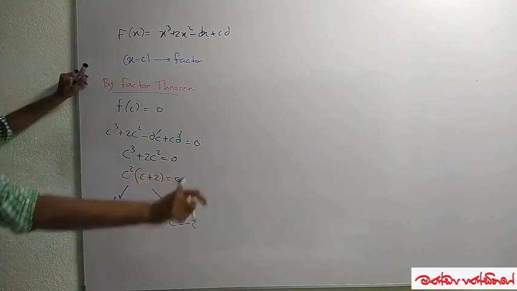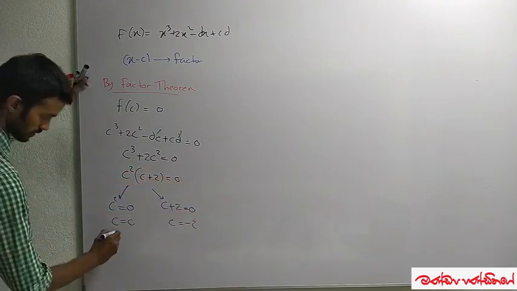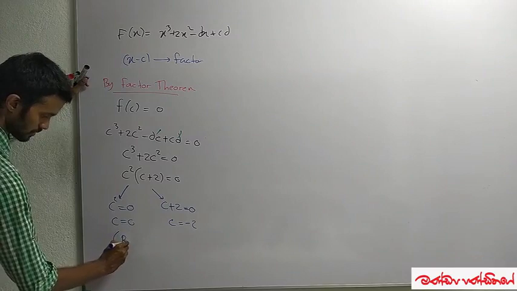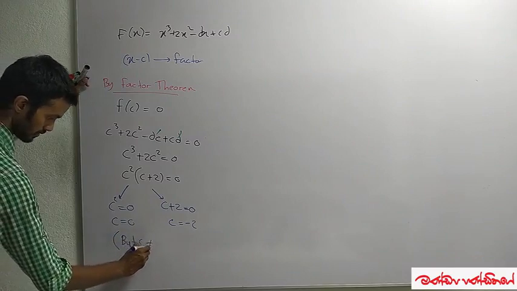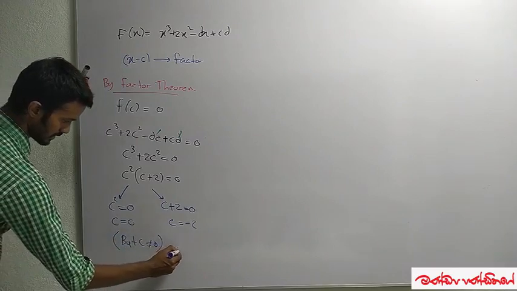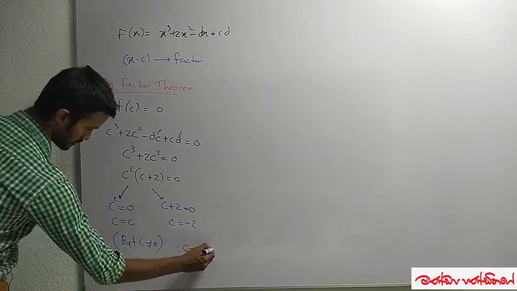But they have given us that c and d are two non-zero numbers, so c is not equal to 0. Therefore, the only answer is c = −2.